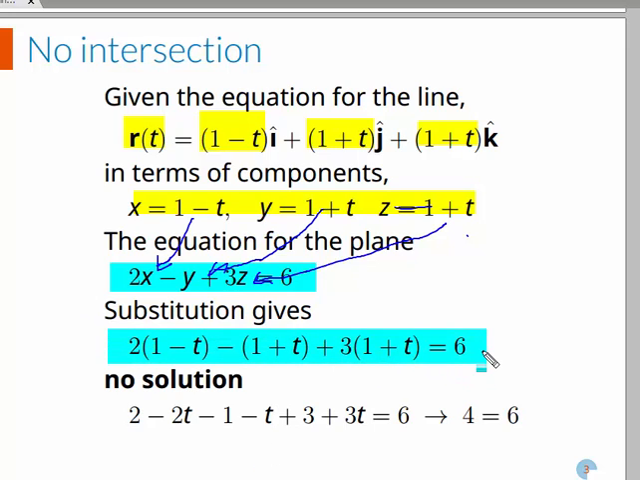So then we have one equation and the unknown t, which is the parameter we have for the equation for the line, and we try to solve for t. In this case, we end up with 4 equal to 6, which is not true. So there is no solution. Because there's no solution, that means there's no intersection between the line and the plane.